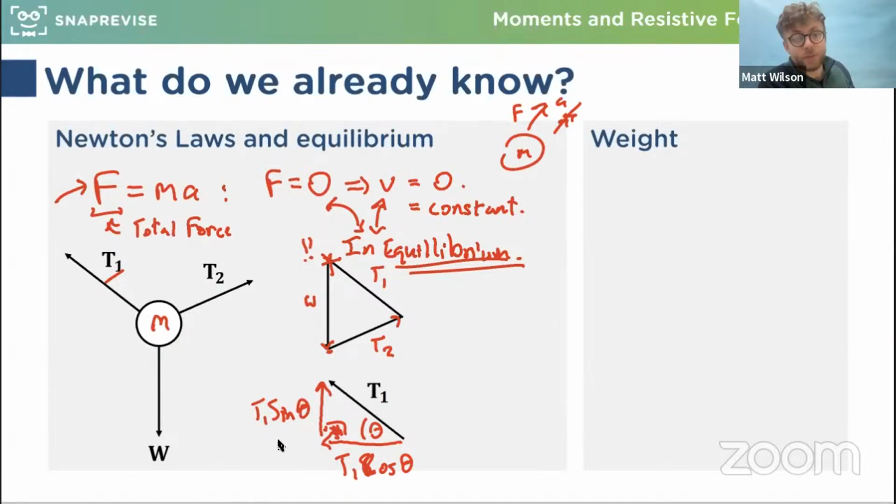Okay, good. When we find a pair of perpendicular forces like this that add up to make our original longer force, we say that what we've done is resolved the vector. So here what we're doing is we are resolving T1 into components. Okay, good.